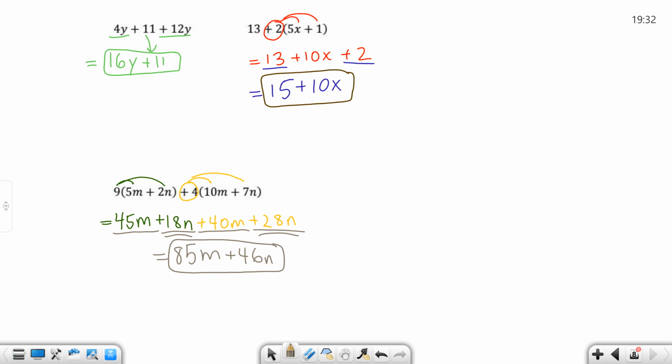So this is just an introduction. We're going to talk more about combining like terms, videos for that with real numbers and with expressions, with terms with variables. All right, so I hope this helps with algebraic expressions.